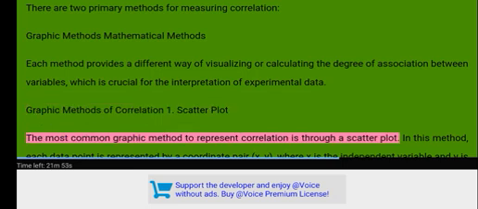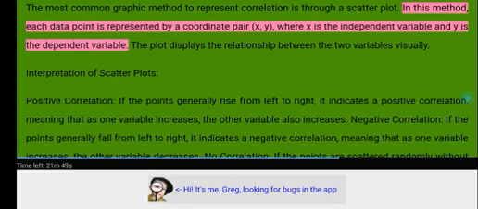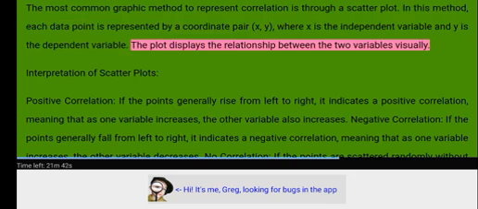1. Scatter plot. The most common graphic method to represent correlation is through a scatter plot. In this method, each data point is represented by a coordinate pair (x, y), where x is the independent variable and y is the dependent variable. The plot displays the relationship between the two variables visually.